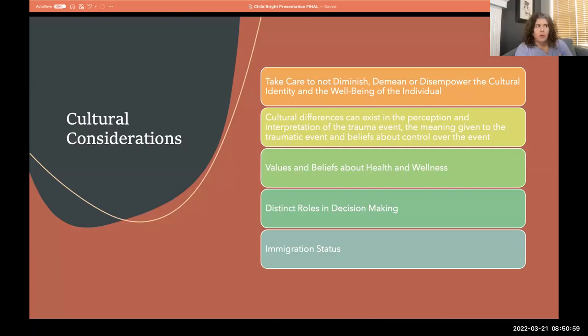So it's also important to consider culture. Cultural differences can exist in the perception and interpretation of the trauma event, and also the meaning given to the traumatic event and beliefs about control over the event. So use care around the values and beliefs that you hold about health and illness. For example, some cultures might consider illness as punishment, or that some diagnoses might equate to quote unquote bad medicine. Be aware that in some cultures, there are actually distinct roles in decision-making, and so you could be addressing a parent who doesn't have the traditional ability to make decisions, and that you're seeking that from the wrong person. Also consider that immigration status could cause fear in some people.